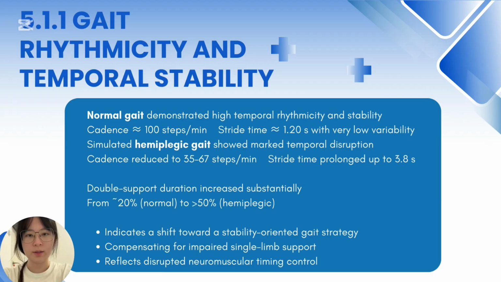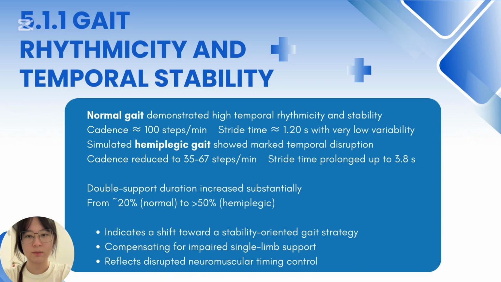Normal gait shows a highly consistent and stable temporal pattern, with cadence close to 100 steps per minute and a consistent stride time of about 1.2 seconds, indicating well-coordinated neuromuscular control. In contrast, simulated hemiplegic gait exhibited marked temporal disruption. Pace decreased, stride time increased to nearly 4 seconds, and double support duration exceeded 50%, reflecting a shift towards a stability-oriented gait strategy.